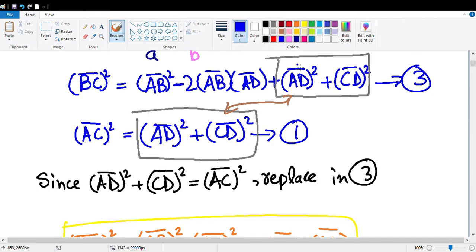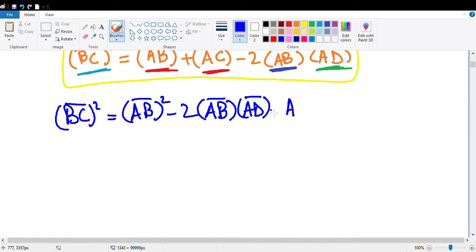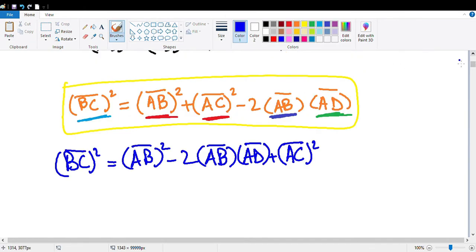And this is the part that we're replacing. AD square plus CD square is equal to AC square. That's what we're replacing it with. We're replacing them with AC square. So plus AC square. This is basically what we get. This is like the end. We did it. Now all that is left is just to compare both the theorems, right?